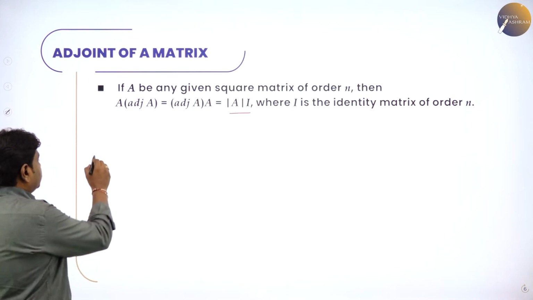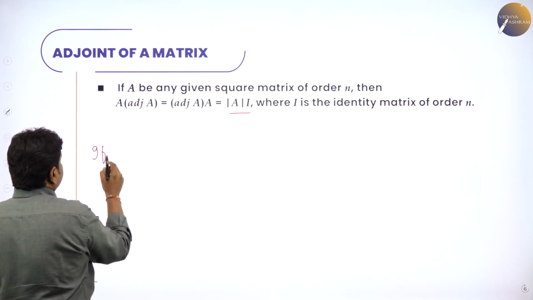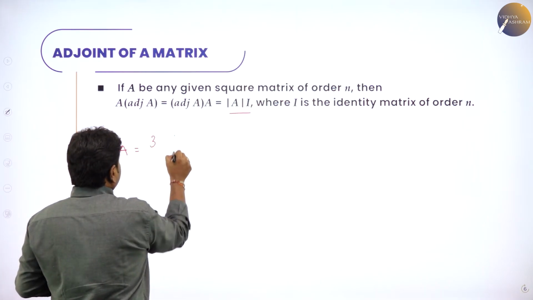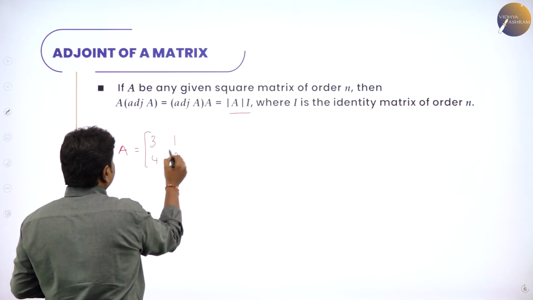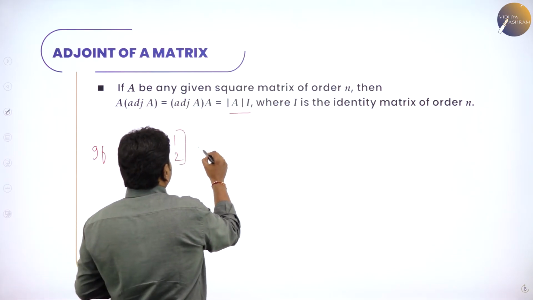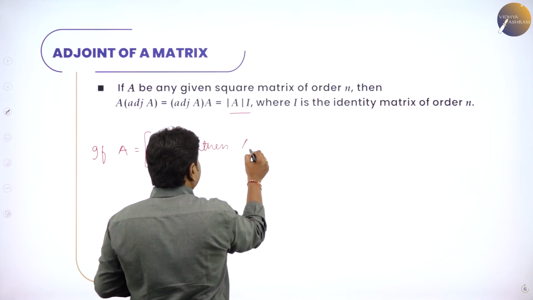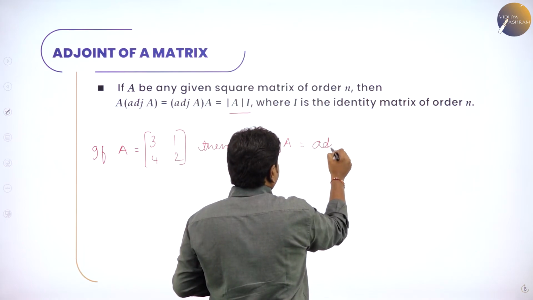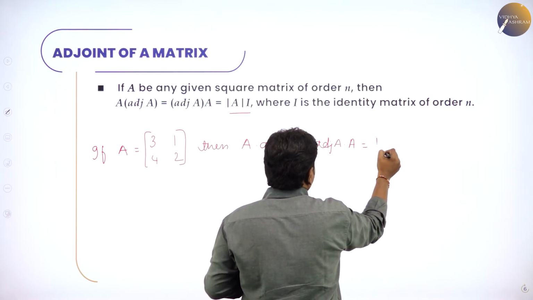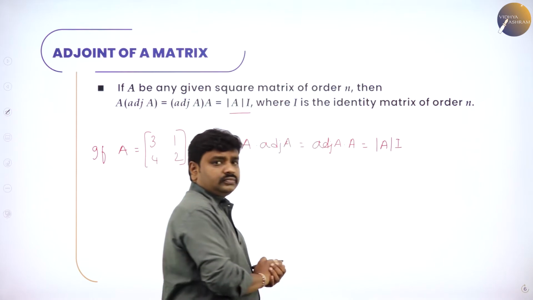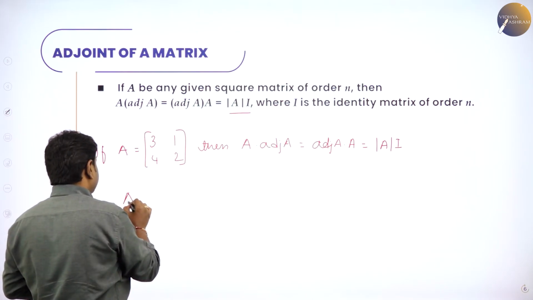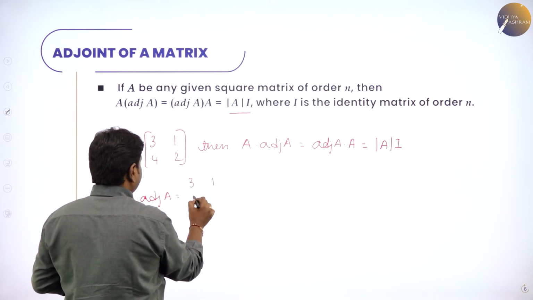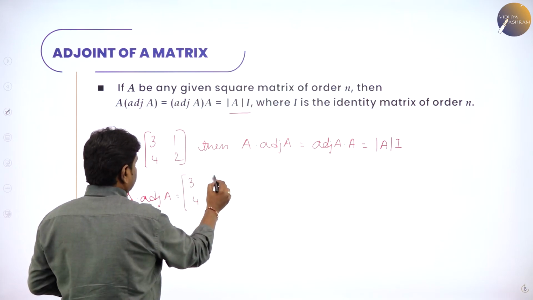So now we'll check this property for a simple matrix. If capital A is equal to, I'll take a 2 cross 2 matrix, [3, 1; 4, 2]. I took a simple matrix and I want you to prove that A into adjoint A, or adjoint A into A, will be determinant A into I. So we'll do A into adjoint A. A means what? [3, 1; 4, 2] into adjoint.